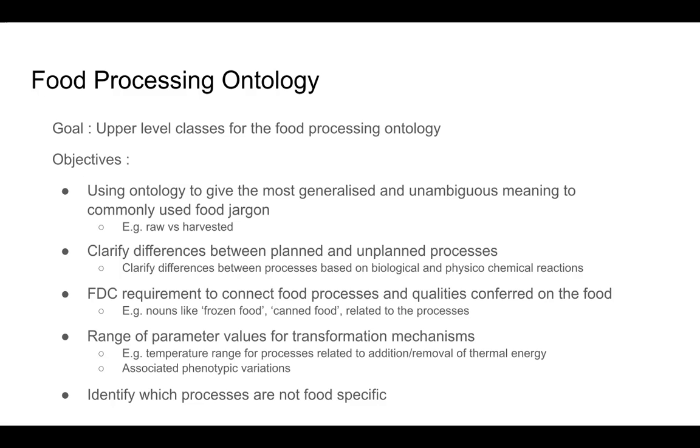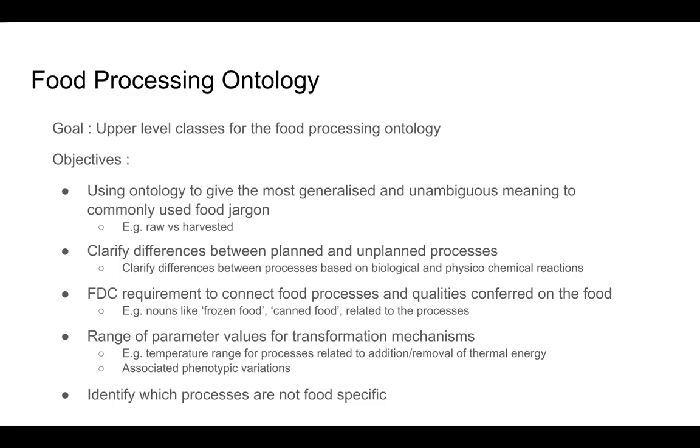Then similarly, we wanted to clarify the differences between biological and physical-chemical reactions. Biological would be metabolic changes in a food through some living process. So a microbe is an example of that. Or it could be a metabolic change that's part of plant physiology. So both biological and physical-chemical could be in a planned or unplanned process. And you can see this distinction; we've already built this into the ontology.